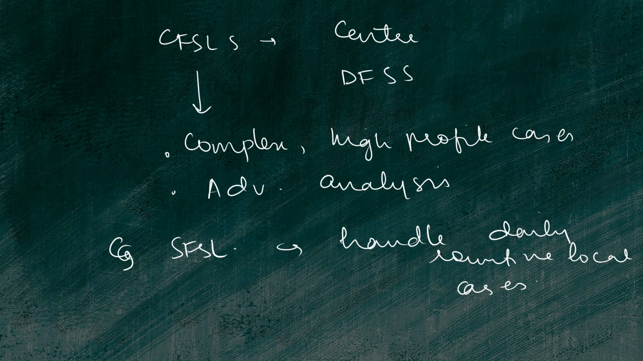Now, in simple terms, CFSLs work at the national level. They are a bit advanced, and they usually handle big cases, whereas SFSLs operate at the state level and handle the everyday cases. Now, these labs also have some challenges and limitations.